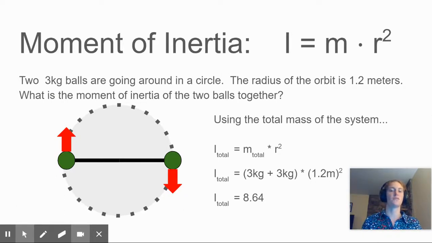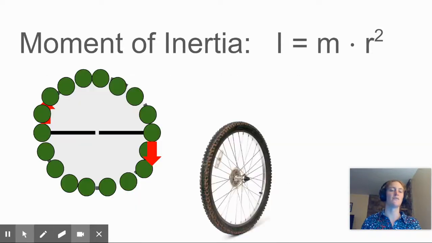If you think of the total mass, I could also think of this as having lots and lots and lots of little balls. If I add up lots and lots of balls, all of small amounts of mass, and I find the total mass of the whole thing, and they're all a distance of r from the center, then I could also say that the moment of inertia would be equal to the mass of the whole thing times the radius of the whole thing. So this is kind of taking that and just going to the extreme with it.